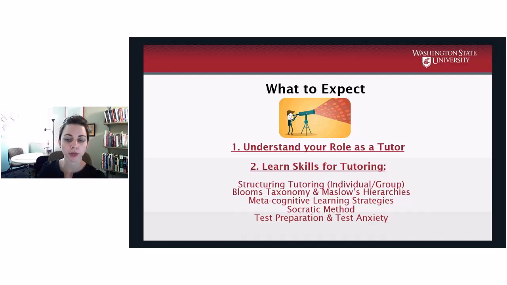Bloom's taxonomy and Maslow's hierarchies are different ways to assess where the student is at in the learning process. We'll talk about that. Metacognitive learning strategies are specific methods to move students beyond where they're at in the learning process to the next level. Socratic questioning is how you do that in a positive and in challenging way.